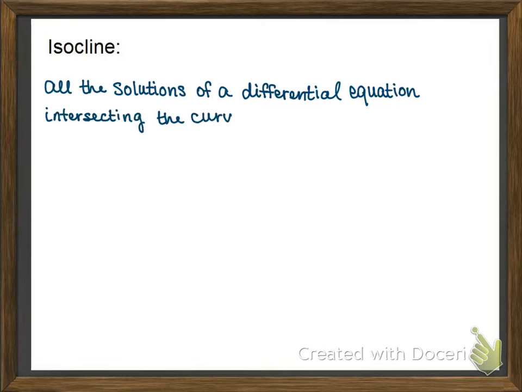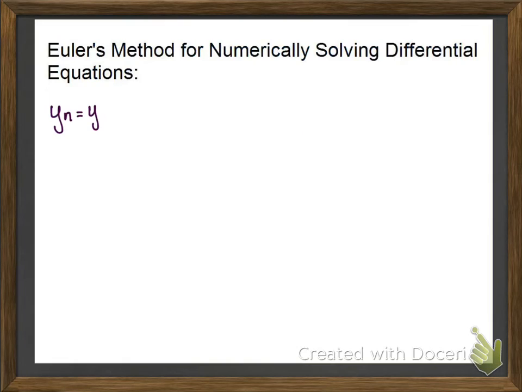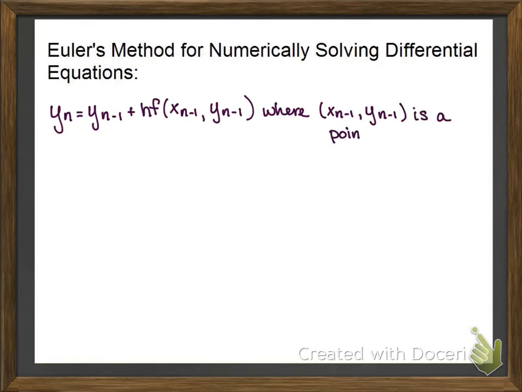An isocline is where all the solutions of a differential equation intersecting the curve have the same slope. So anything else on that line would be in that group. Then Euler's method: this equation is in the formula folder. So again, you need to know how to use it.